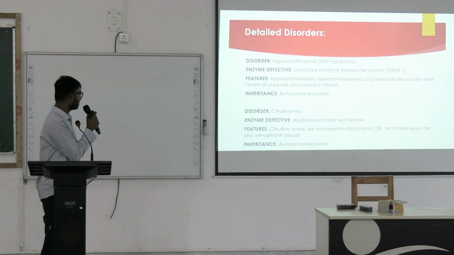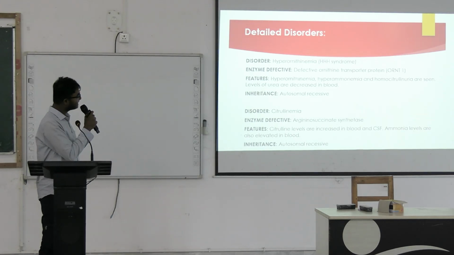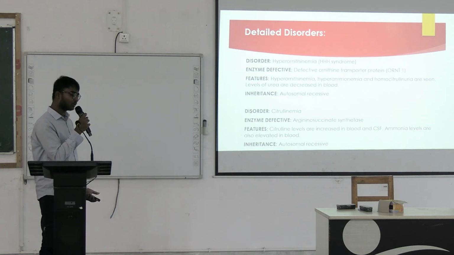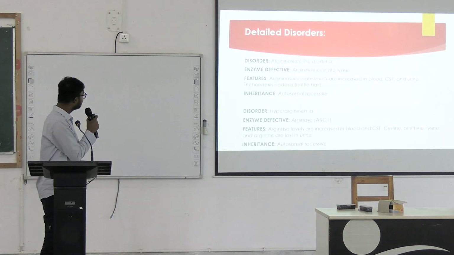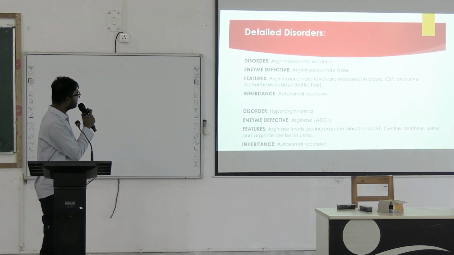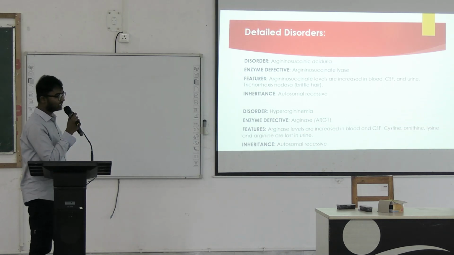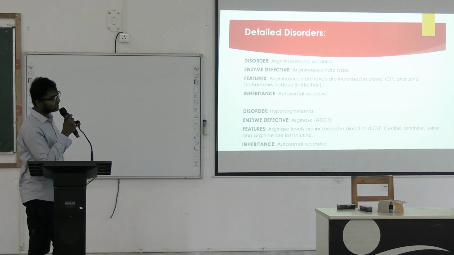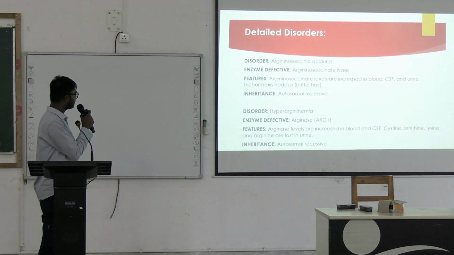Then citrullinemia, enzyme deficient is argininosuccinate synthetase. Features: citrulline levels are increased in blood and CSF. Ammonia levels are also elevated in blood. Inheritance is also autosomal recessive. Then argininosuccinic aciduria, enzyme deficient is argininosuccinate lyase. Features: accumulation of argininosuccinate, and it is also autosomal recessive.